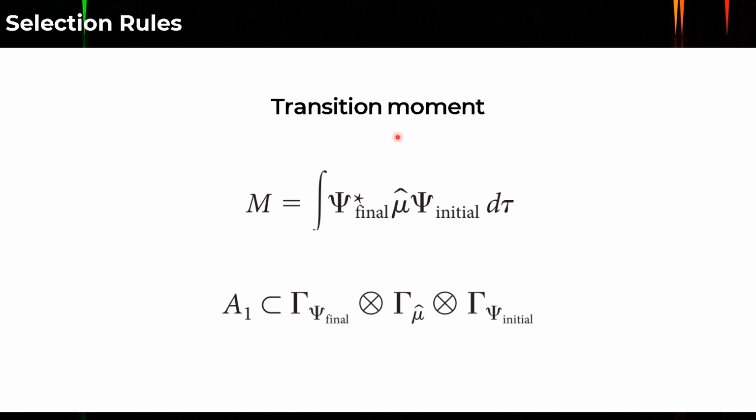In order for the integral in the equation to have a non-zero numerical value, the irreducible representations of the three components of the integrand must contain the totally symmetric irreducible representation of the point group of the system. This is usually labeled as A sub 1.